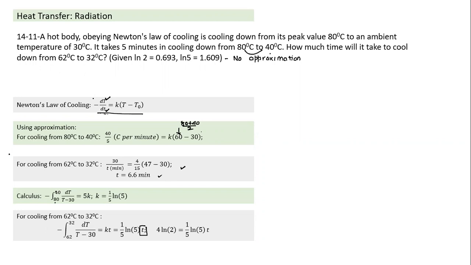When we do approximation, we take the average temperature of the object here, and that's the substitution we make. But when we do integration, rather than substitution, we substitute as a limit of integration. That's all. And since the values of logs are given, we can solve.